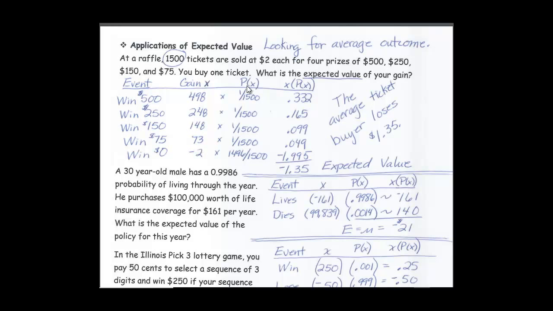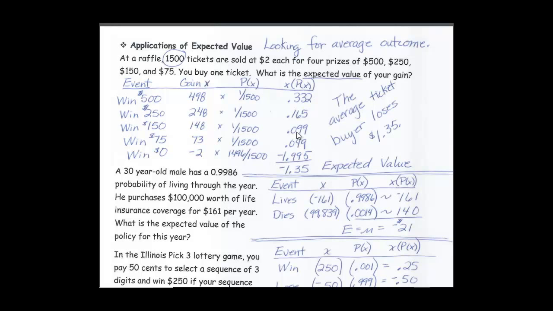Okay, then we need to take a look at the probability of each of these outcomes. The probability of winning that $500 is one ticket out of the 1,500 tickets sold. Same thing for the next three weights or probabilities here. And then that last probability, the probability of losing $2: well, if we have 4 winning tickets out of the 1,500, we're going to have 1,496 losing tickets. And so I could divide that by 1,500. Now, you would probably want to put in decimal values for each of these. I just left them in fraction form because I wanted you to see where they all came from.